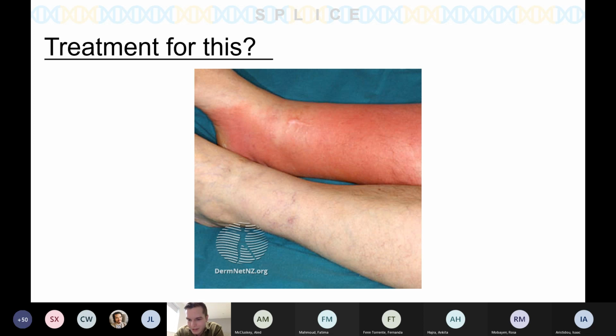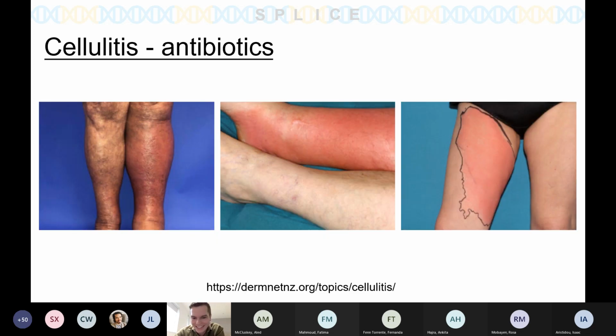I've got a delay. Cellulitis. Yeah, read the question, guys. Flu clocks, I'll give it to Claudia. Yeah, cellulitis, antibiotics. Nice. That was straightforward. Could be necrotizing fasciitis, as we've discussed, but go for cellulitis.